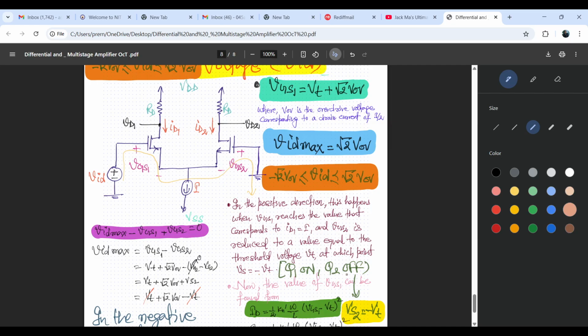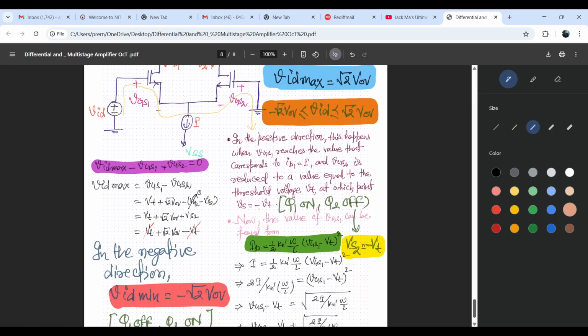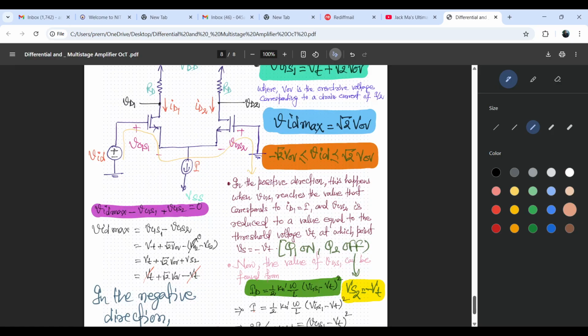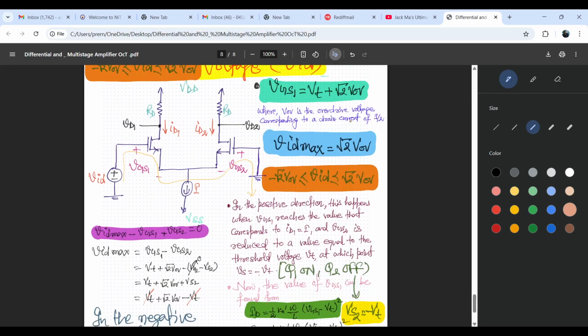So Q1 is on, Q2 is on, Vs is minus Vt. Then if you write the drain current equation, we will get Vt plus root 2 VOV, where VOV is the square root of I by K n' W by L. Similarly, for the maximum value it will come to root 2 VOV, and in the negative direction VID minimum will be minus root 2 VOV, where Q1 will be off and Q2 will be on. And VOV is nothing but simply the overdrive voltage corresponding to a drain current of I by 2. So that we have to keep in mind.